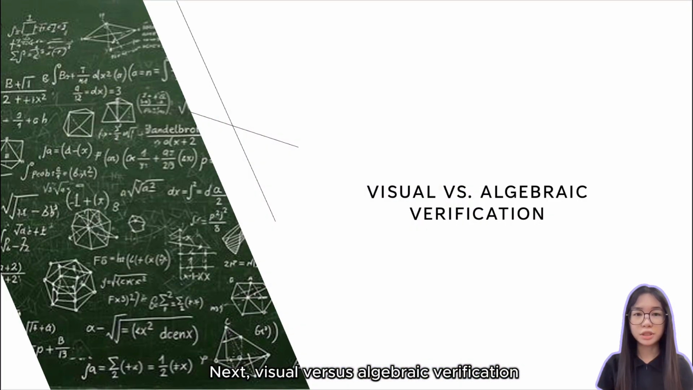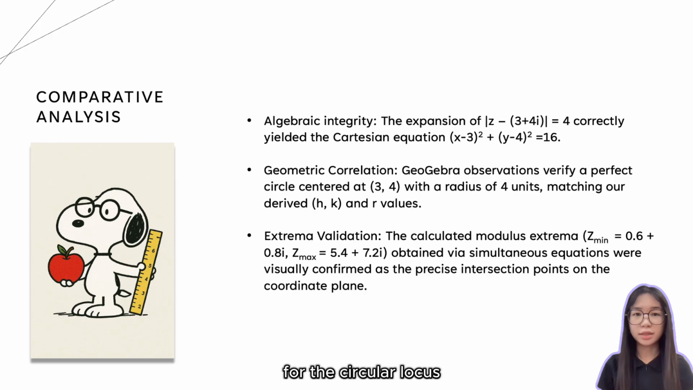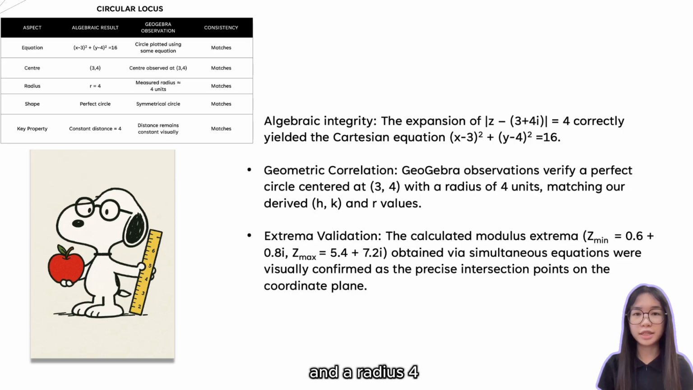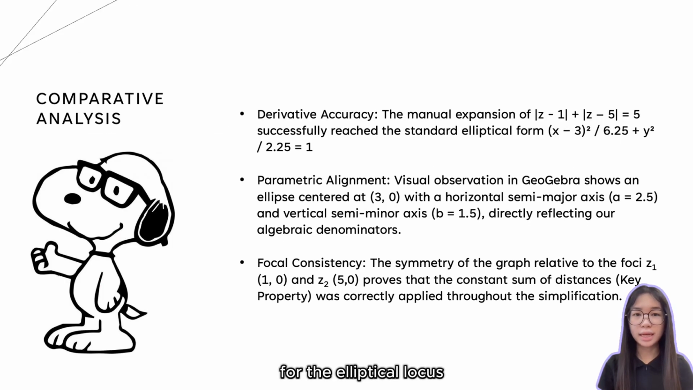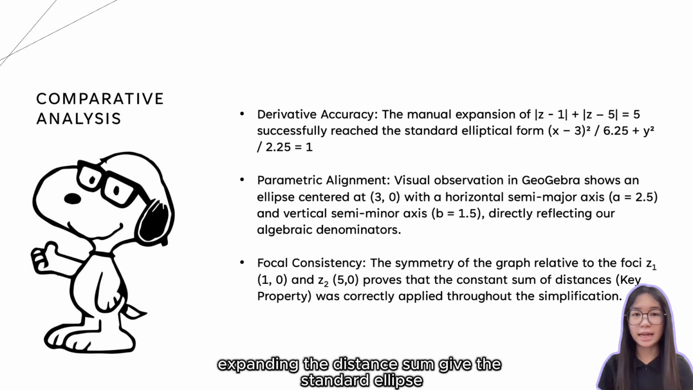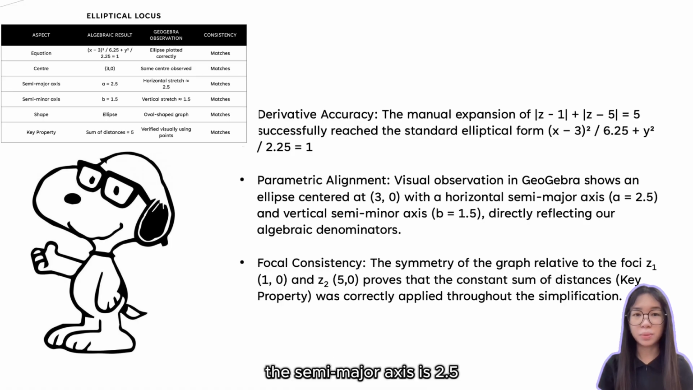Next, visual versus algebraic verification. For the circular locus, we obtain the Cartesian form. GeoGebra confirmed this with a center at 3, 4 and a radius of 4. The modulus extrema match the intersection points. For the elliptical locus, expanding the distance sum gives the standard ellipse. The semi-major axis is 2.5 and the semi-minor axis is 1.5, matching the algebraic denominators and confirming the foci.